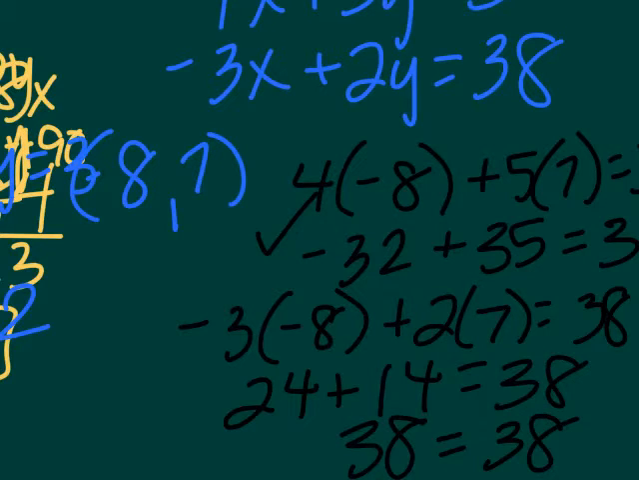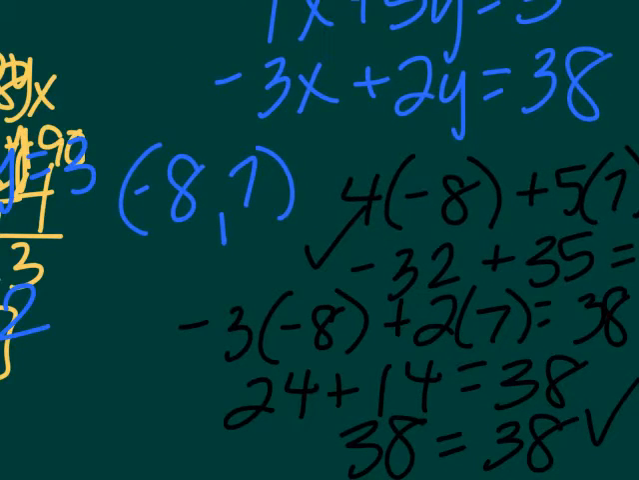Do the happy dance. So negative 8, 7 is the answer to this problem. We have solved it. We have checked it. Life is glorious. Now go on and solve number 2 through 6, please.